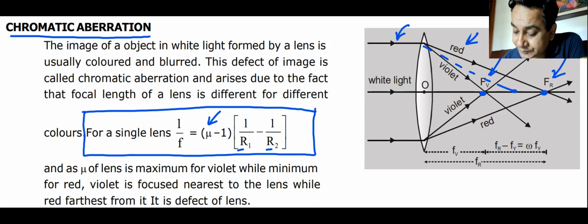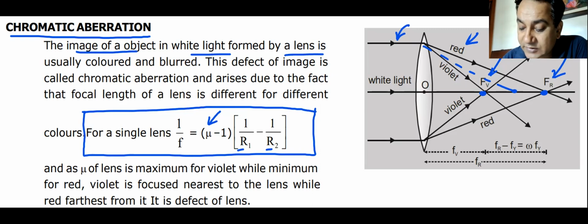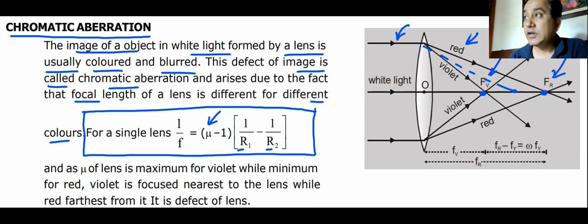So this defect is known as chromatic aberration. How do you write it? The image of an object in white light formed by a lens is usually colored and blurred. It will be blurred. This defect of the image is called chromatic aberration, and it arises due to the fact that focal length is different for different colors. I'll give you a minute to note this down. I hope everyone understands this. Please note it down. I'll give you a minute to do it.